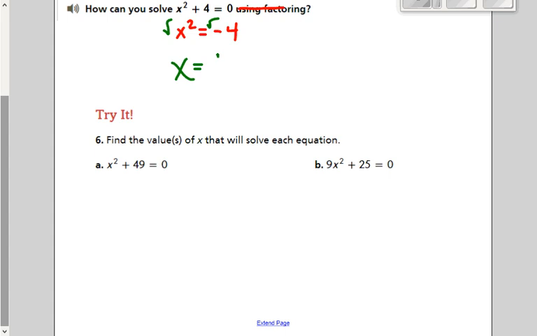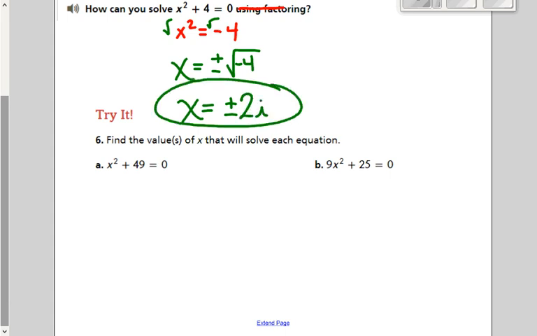Anytime we're square rooting an x squared equation, we want plus or minus to be in our answer, positive or negative. And now we have the square root of negative 4. Before we learned about i, the imaginary number unit, you probably would have just left this one blank and said there's no solution. But now we know that the square root of negative 4 is 2i. So those are my 2 solutions, positive or negative 2i.